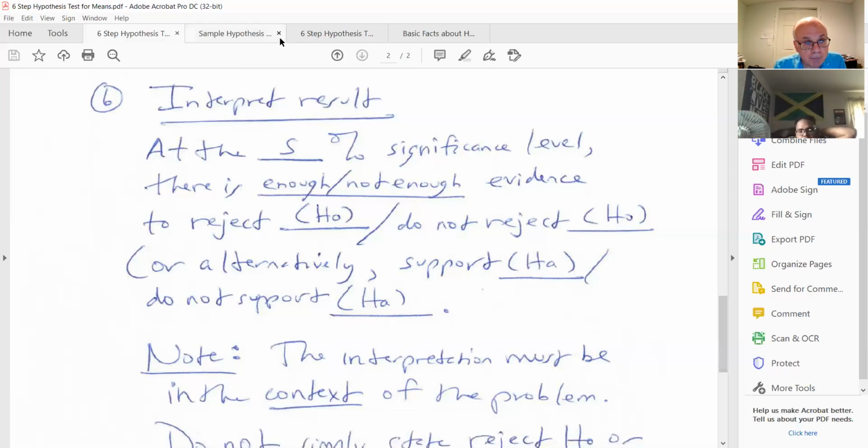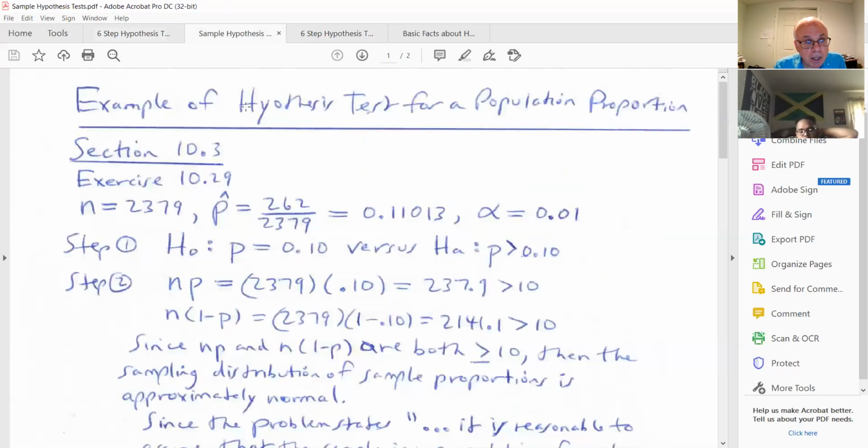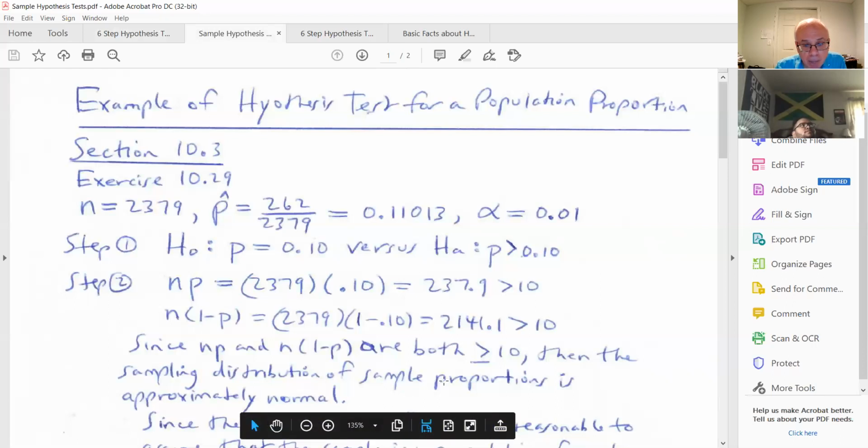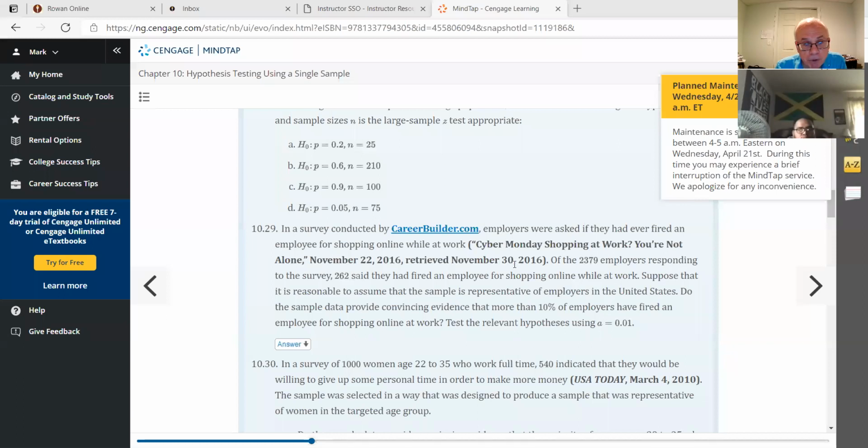So the first one is a hypothesis test for population proportion. I spelled hypothesis wrong, but you know what it means. We're going to go to exercise 10.29. Let's now go to the Cengage ebook, and here's 10.29. This is in section 3, chapter 10, exercise 29.